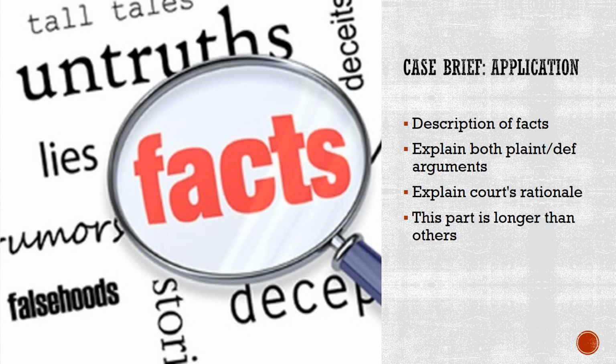The application is a much more thorough description of facts. You explain both the plaintiff and the defendant's arguments. You explain what has transpired and has led to the situation. Then you also need to explain the court's rationale leading up to the decision. So this part is much longer than the others, so think like a paragraph as compared to a sentence or two.